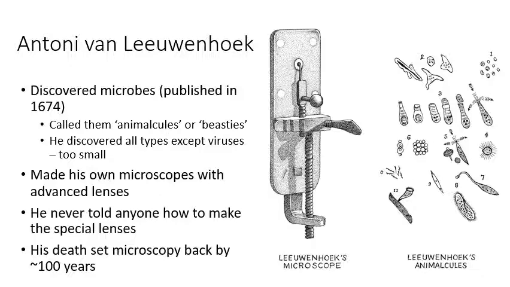It took about 100 years for other scientists to figure out how to make lenses of a similar quality. So this is an example of his microscope, a drawing of it. He made a lot of different scopes like this, and he would just glue his specimen to the scope. So if he wanted to look at something else, he had to make a whole new microscope. And these are some images he drew of the microbes that he saw under his microscope.